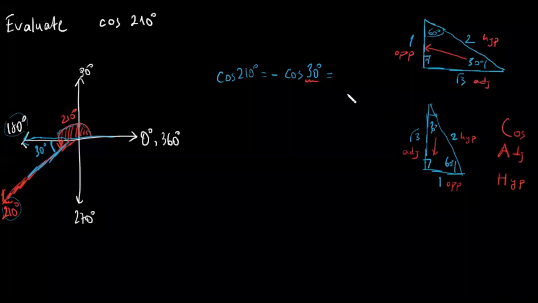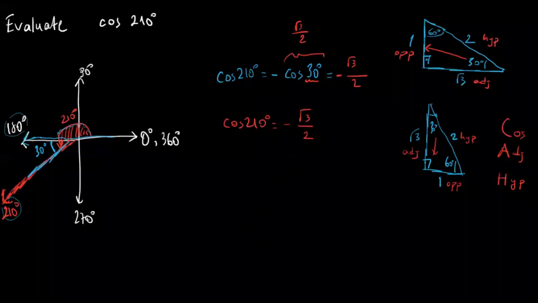So adjacent over hypotenuse. What is adjacent? Let's put minus because we have minus here. Now I'm going to write cosine of 30: adjacent root 3 over hypotenuse 2. So negative root 3 over 2. As you see, cosine of 210 is going to be equal to negative root 3 over 2 as my answer. That's it.